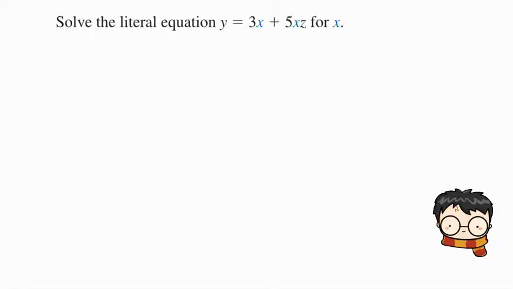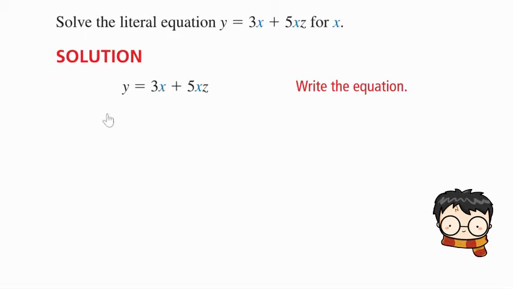Now the literal equation y equals 3x plus 5xz, solving for x. So that means we're going to isolate the x. But in this problem, if you take a look at it, we actually have an x in this first term and an x in the second term. So we'll use factoring, which is the distributive property. Normally we multiply a certain variable or number into an expression, but this time we're going to take it out by undoing it.